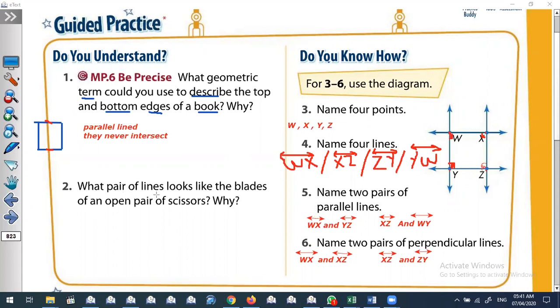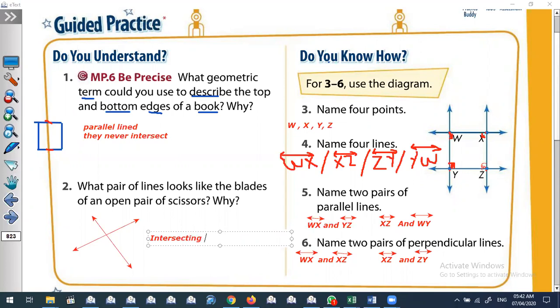What pair of lines looks like the blades of an open pair of scissors? Scissors. Like that. This is a scissor. What pair of lines is like this? This pair of lines are called intersecting, yes, not perpendicular because there is no square corner.